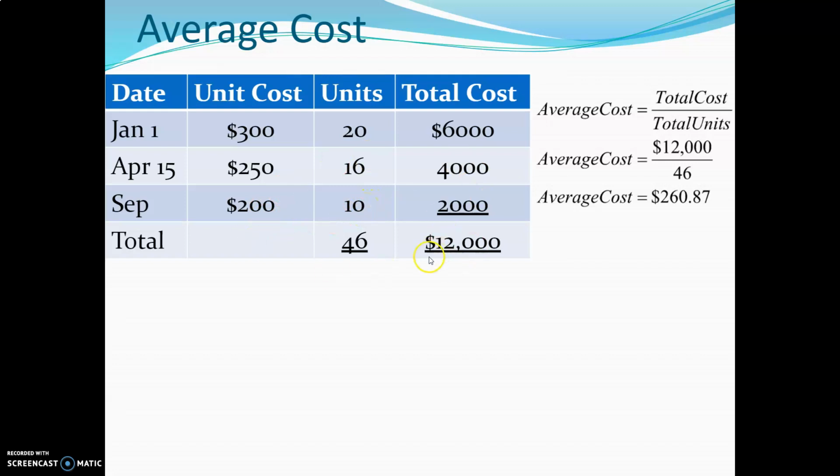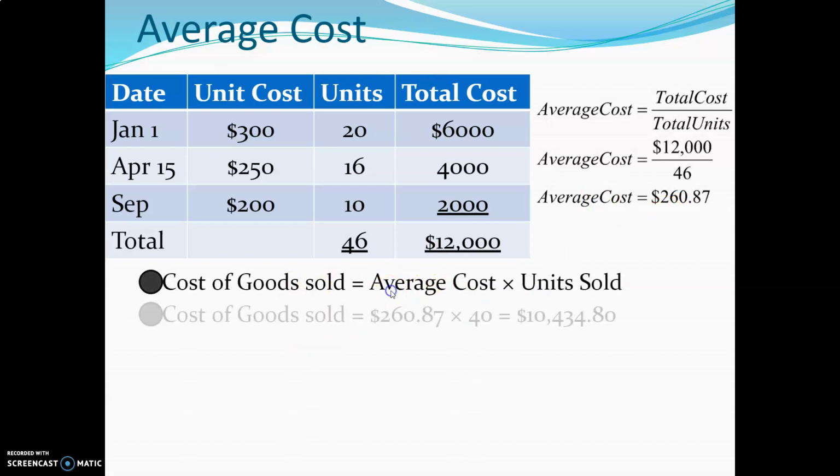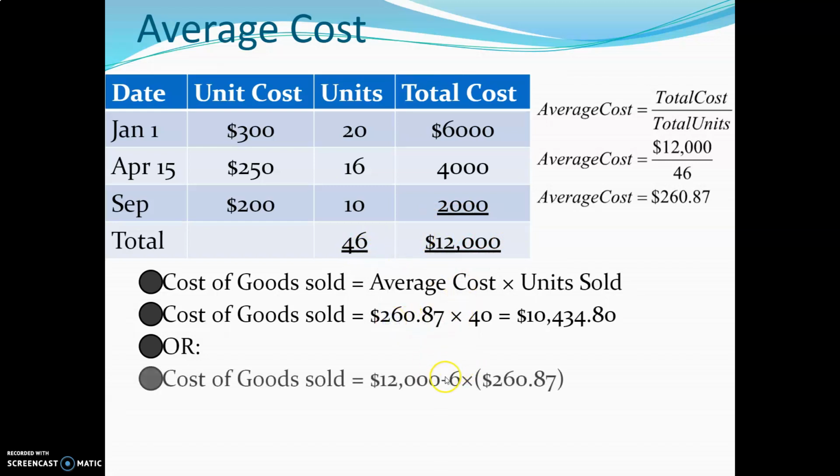Now we're coming back to our example here with the sale of computers. Our average cost is 260.87. How many computers did we sell? Well, we sold 40 of them. So our cost of goods sold will be 40 times that price, which gives us 10,434.80. Alternatively, we could also say, well, you remember how we did that last one? We take this total, 12,000 minus 6 computers left over times that average cost will be another way to do this calculation.